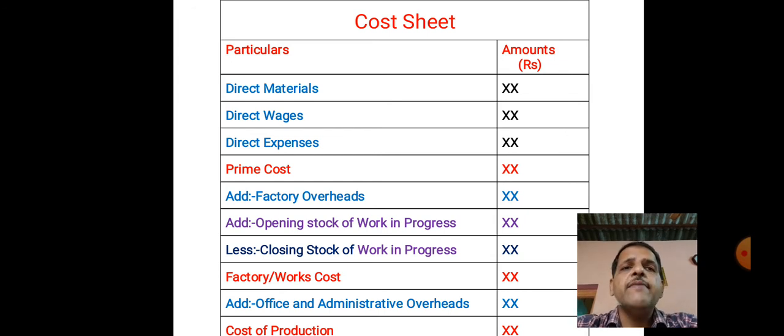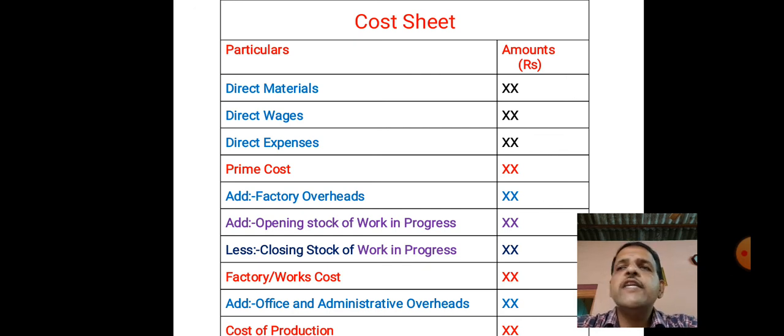Now when we say direct material in cost sheet, which items appear in it? They are opening stock of raw material, purchase from local suppliers, imported materials, freight on materials, carriage on materials, insurance on materials, dock charges, then import duty, loading and unloading charges, raw materials returned from other departments, octroi, and material used in primary packing.